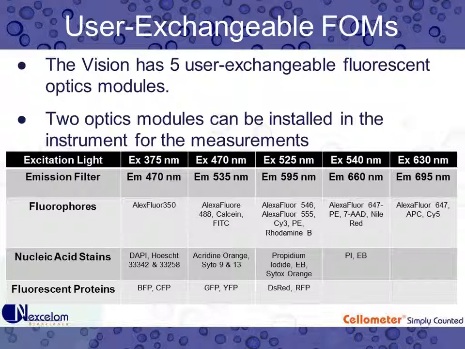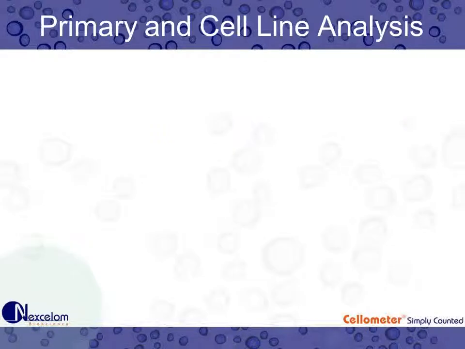And because of that, they really have a wide range of UV, everything from the UV-based excitation to use for DAPI and Hoechst to FITC, rhodamine, Nile red, PE, as well as APC. So the entire fluorescent spectrum is really covered, and depending on the work that you do in your lab, you can use these fluorescent optics modules to freely interchange from one to the other.